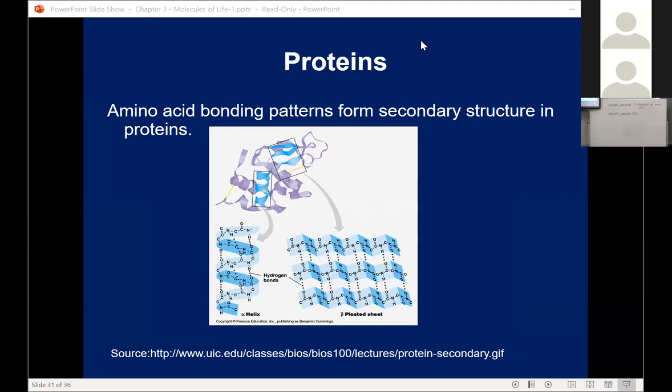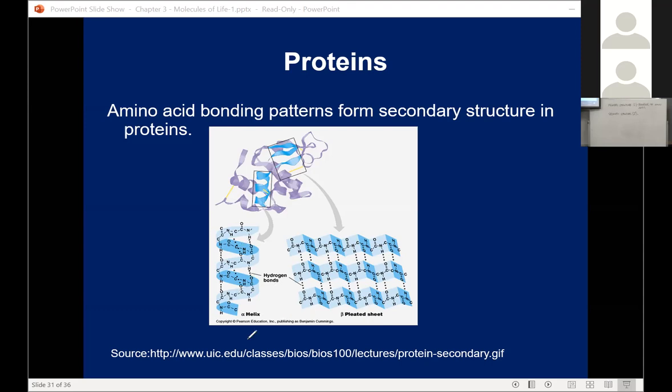So look over here on the left-hand side. This is an example of an alpha helix. An alpha helix is just like it sounds, a right-handed spiral. A beta pleated sheet is where we have these structures called beta strands that join together to make a flat surface. So here's an alpha helix.